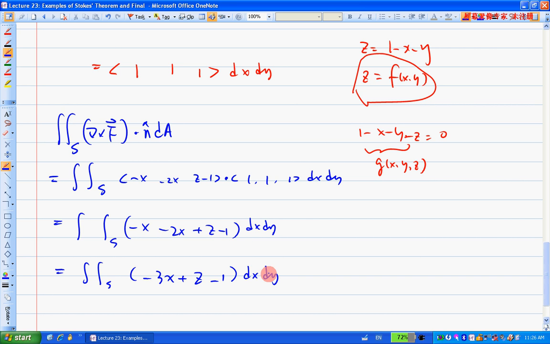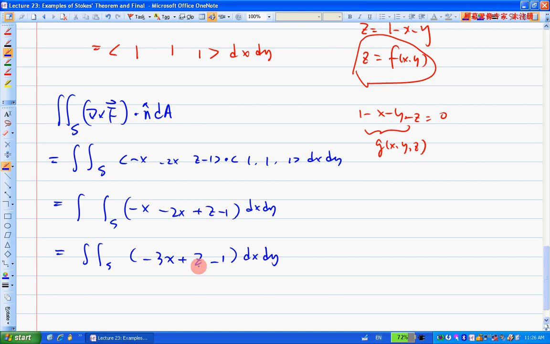Now you have a z showing up here, right? So you have to get rid of that, because you're integrating with respect to x and y. So how do I get rid of z? You get rid of z by looking at the surface S that you picked. So the surface right now is which one? It's z equal to 1 minus x minus y.